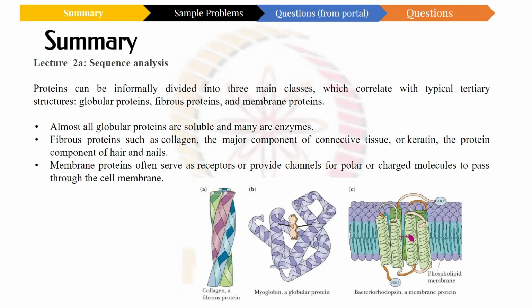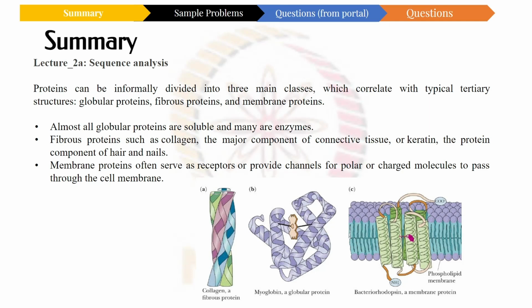Then we have fibrous proteins, which are often structural and provide support and strength. They contribute to the structural integrity of tissues. The major component of connective tissues is collagen. Next, keratin, which we often find in hair and nails.